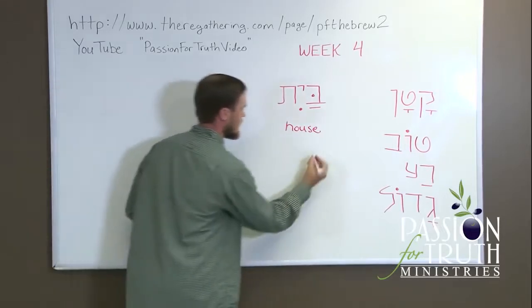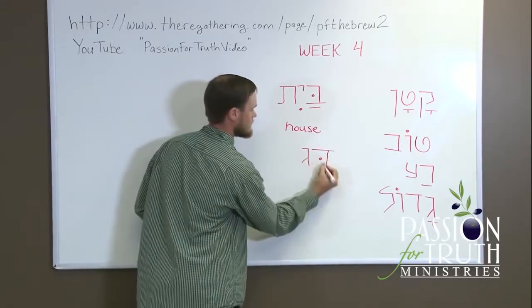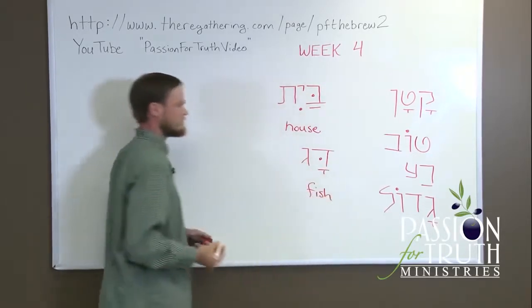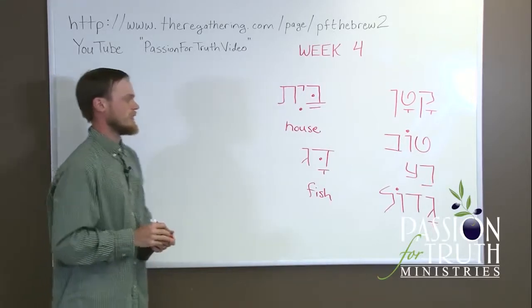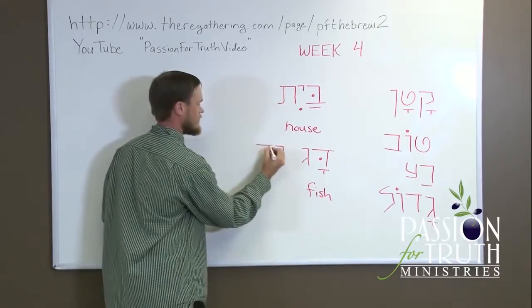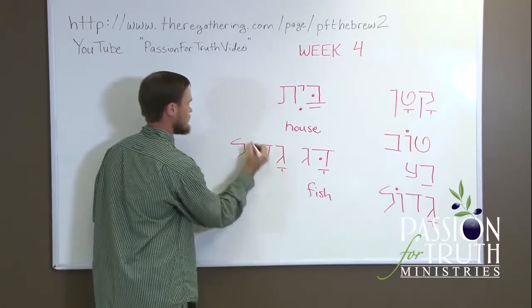All right, how about dog? Dalet, Gimel. Dog is a fish. A big fish would be a dog gadol. Small fish would be a dog katan.